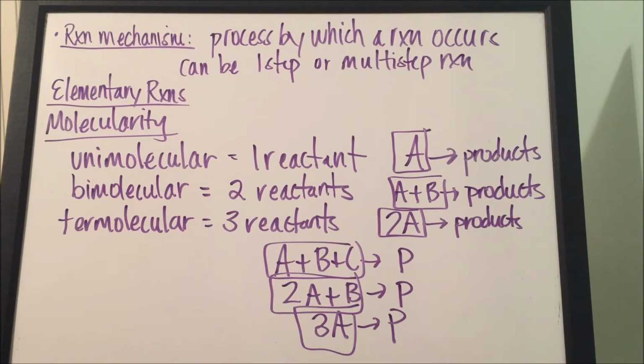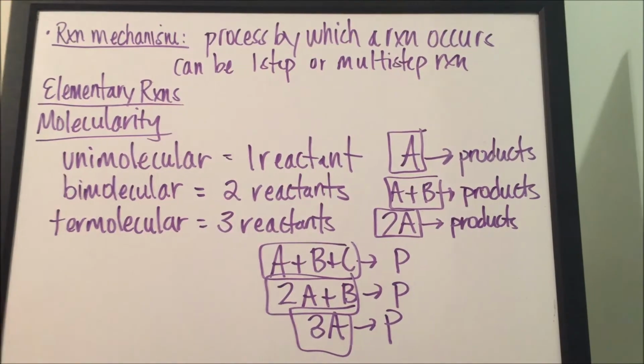Anything more than 3 reactants would be a pretty rare thing, and so we don't really have a classification for that, because more than 3 reactant molecules is really something that's not going to happen in a one-step reaction. It would be a multi-step reaction, which brings us to our next heading of multi-step mechanisms.